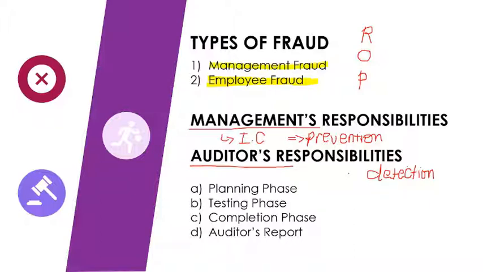Now, let's talk about the auditor's responsibility in each phase of your audit process. First is the planning phase. In the planning phase, the auditor should already establish the possibilities that management could commit misstatements because of fraud and error. So, in the planning phase, you do an assessment.